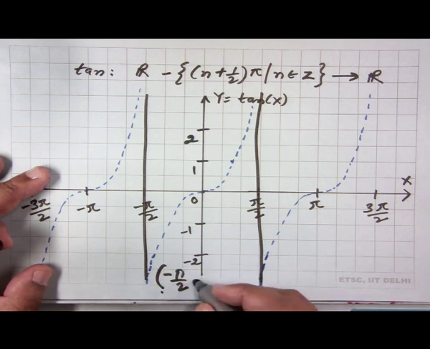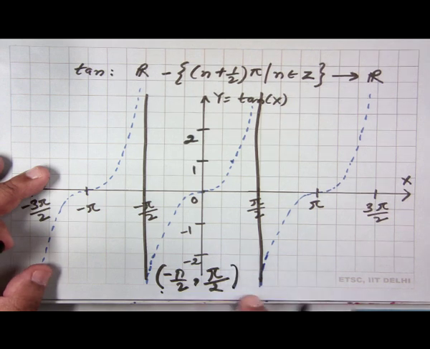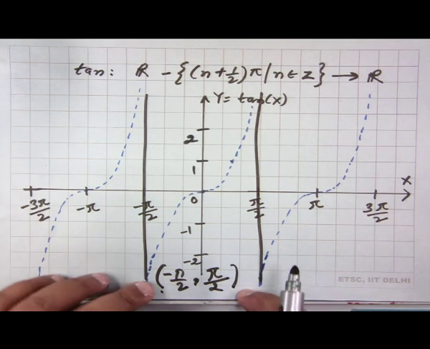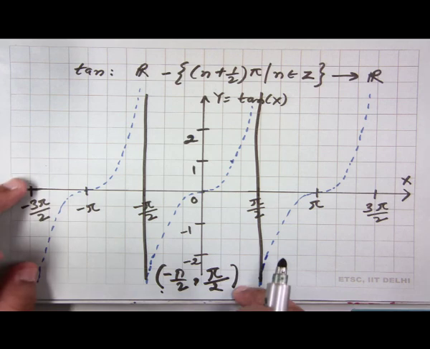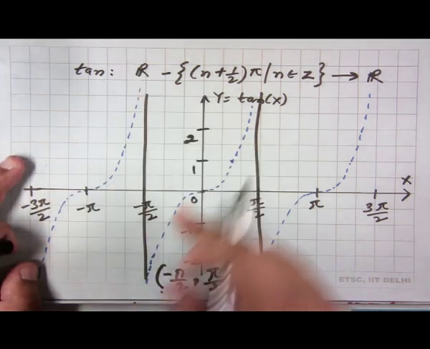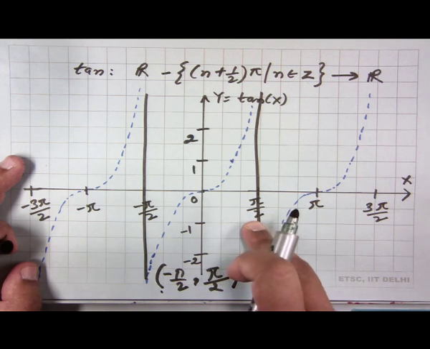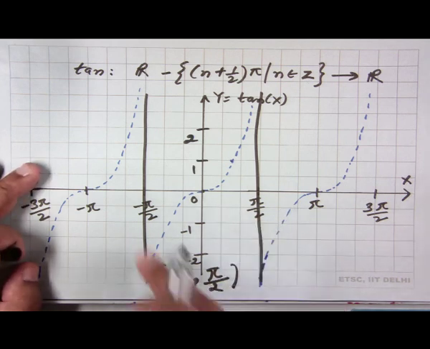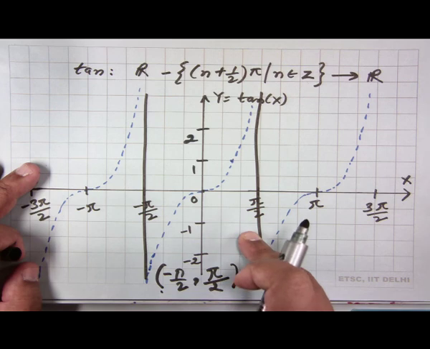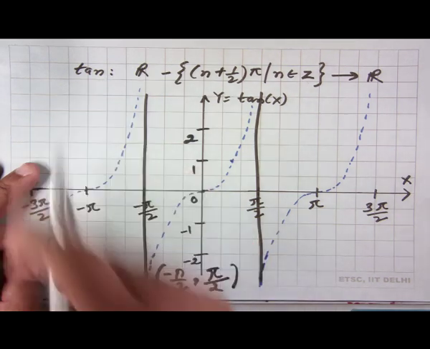So, we restrict the domain to this open interval. The reason for taking the open interval is that the tan function becomes unbounded at minus pi by 2 and plus pi by 2. So, we have to avoid those 2 points. So, all other points in between minus pi by 2 and plus pi by 2 will be the restricted domain of the tan function.